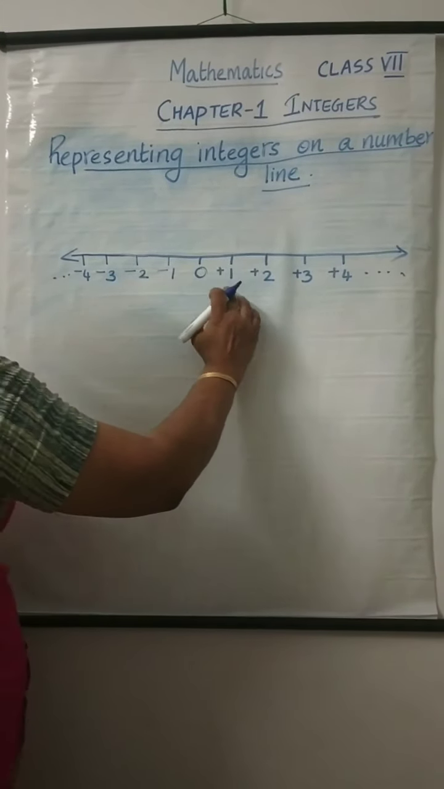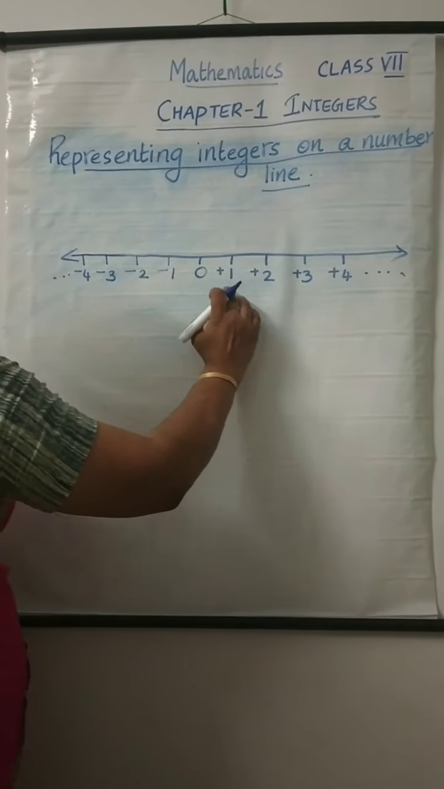Now next question is 2 plus minus 5. One positive integer plus a negative integer. First you have to choose 2. Then minus 5 means 5 units towards the left side. Since it is minus 5, you have to move 5 units towards the left side. Then 1, 2, 3, 4, 5. So the answer is minus 3.